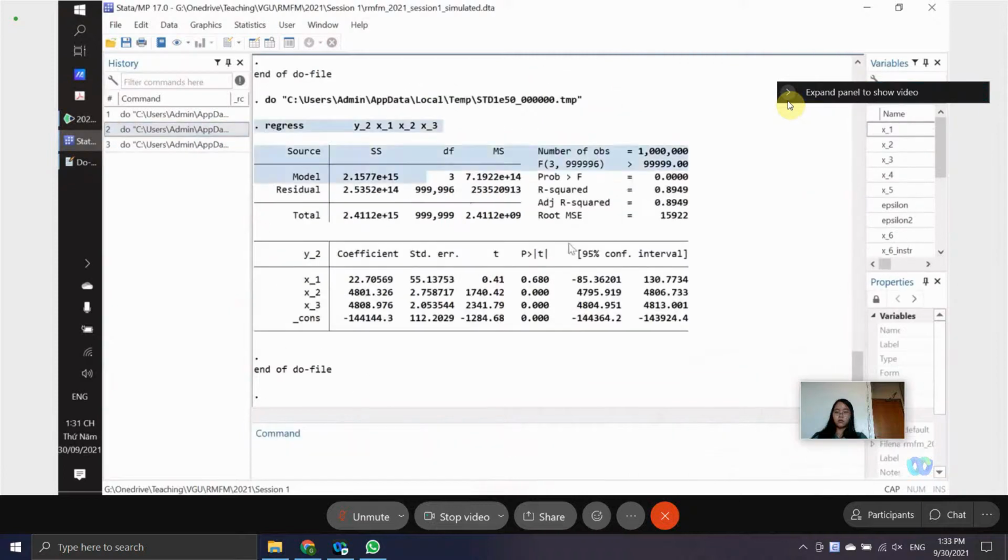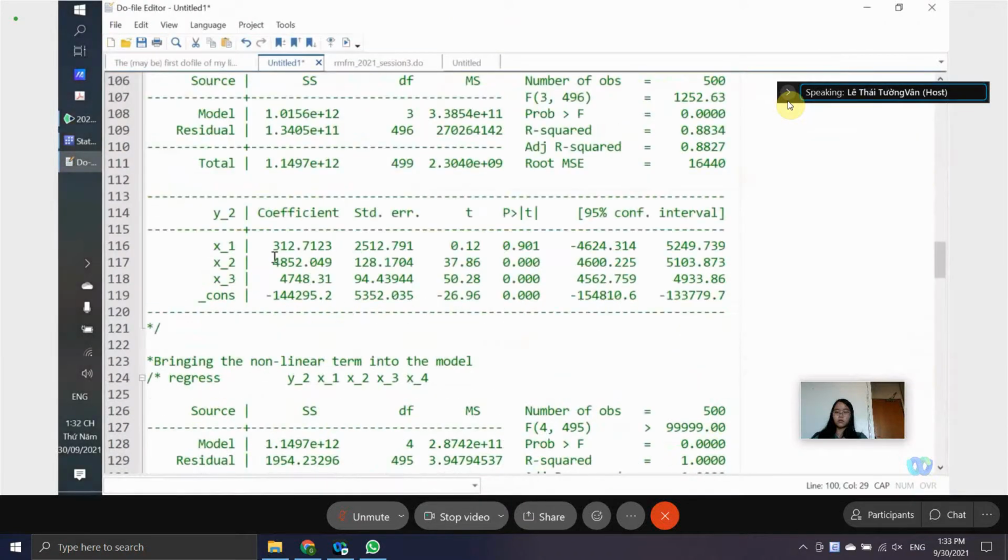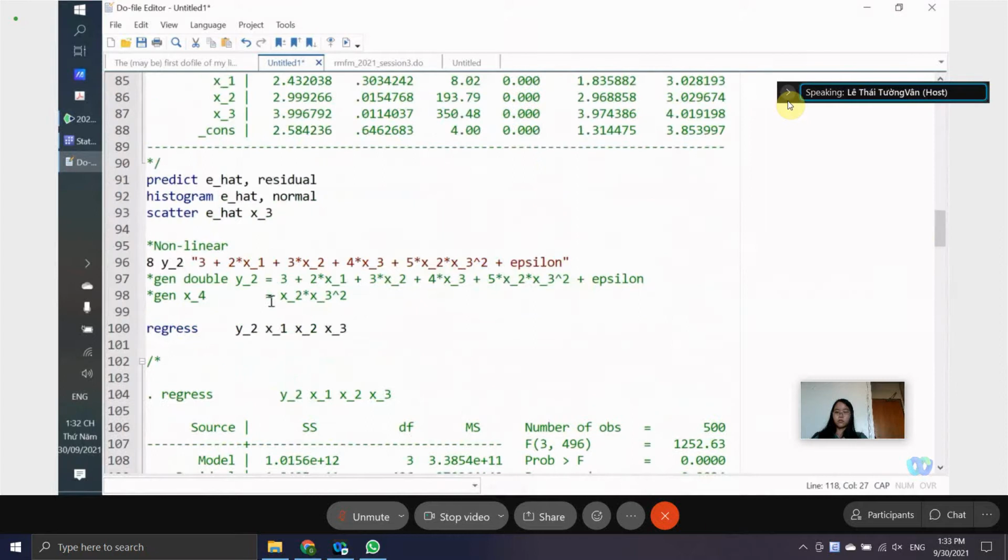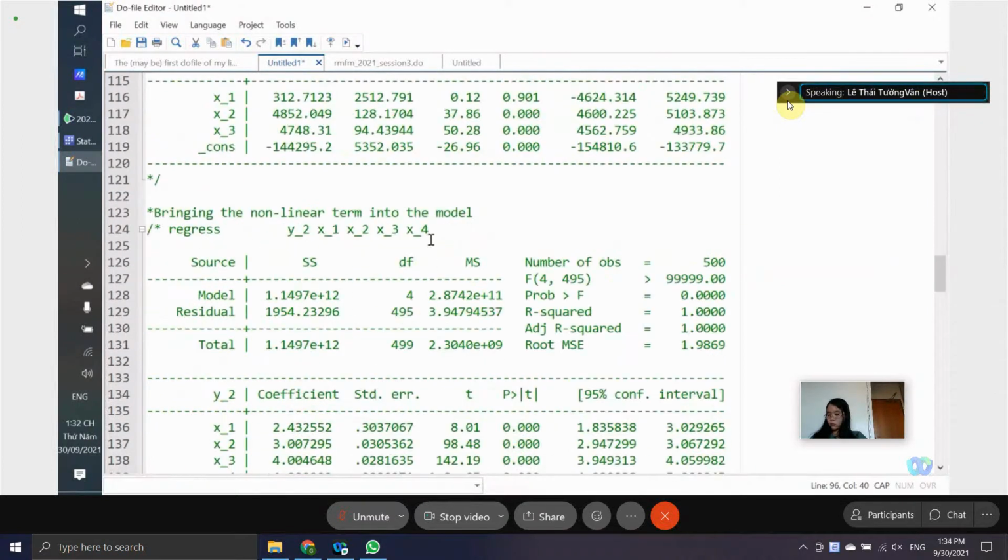Yeah, y on x1 and x2 and x3. We would get something that is hugely different from the true relationship. You may see it here. There is not even the slightest resemblance to the true relationship that we have created. This is very problematic.